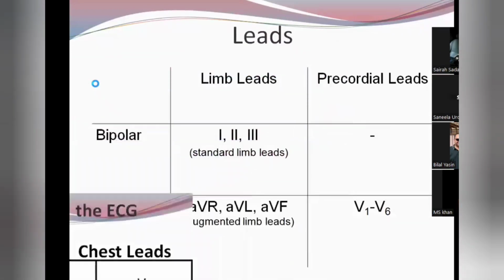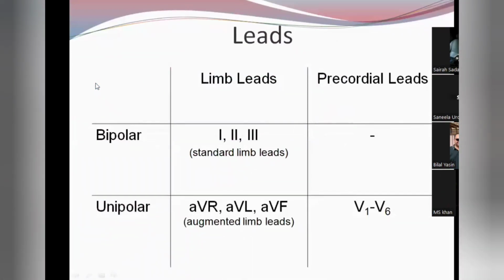All right. Now we have 2 types of leads: limb leads and precordial leads, or you can say the chest leads. Precordial leads are also known as chest leads. Okay, limb leads. In limb leads, we have 2 further types. One is the bipolar and the other is the unipolar. Now I will first tell you what is unipolar, and then I will tell you what is bipolar.